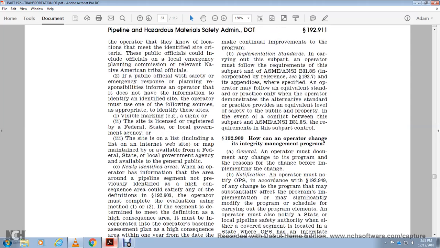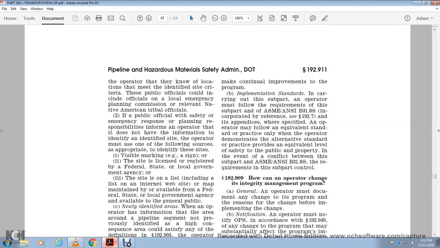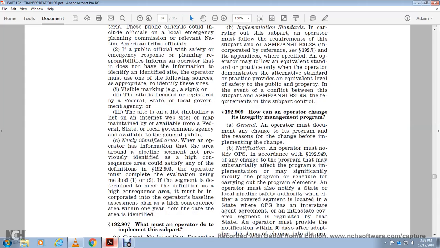The operator must make continual improvement to the program implementation standard to carry out the subpart, and the operator must follow the requirements of the subpart and the ASME/ANSI B31.8S with the incorporated reference in 192.7, where specified. The operator may follow equivalent standards or practices only when the operator demonstrates the alternative standard or practice provides an equivalent level of safety to the public and property. In the event of a conflict between the subpart and the ASME/ANSI B31.8S, the requirements of the subpart, 192.909, apply.